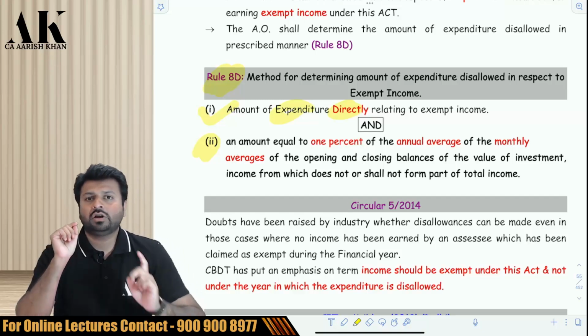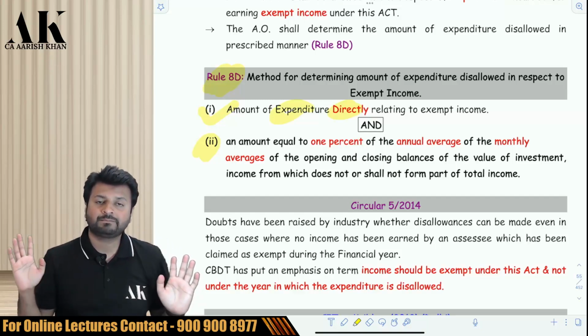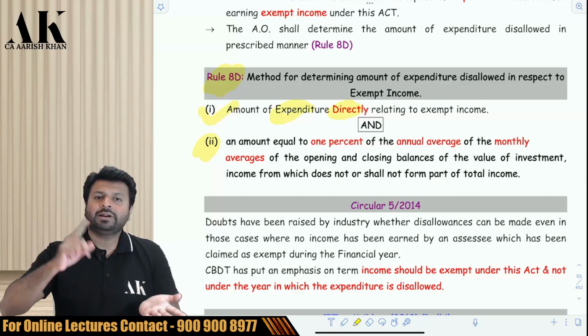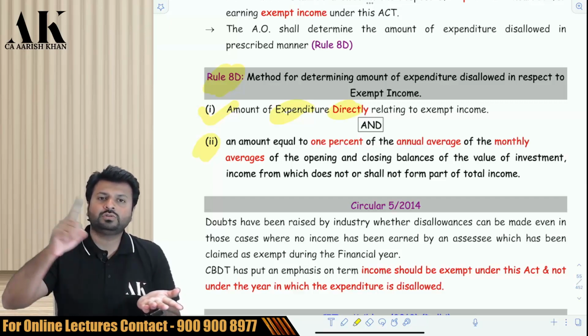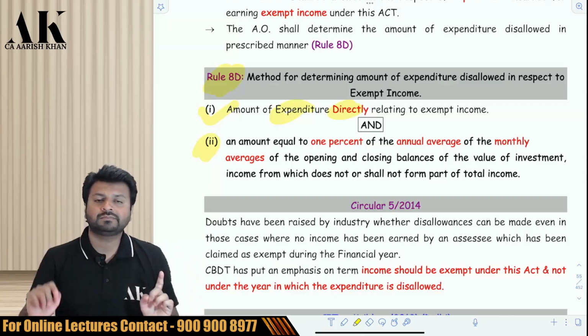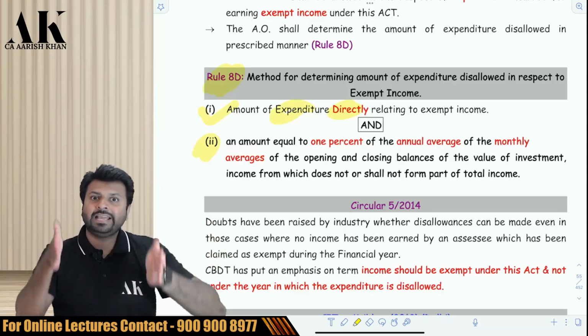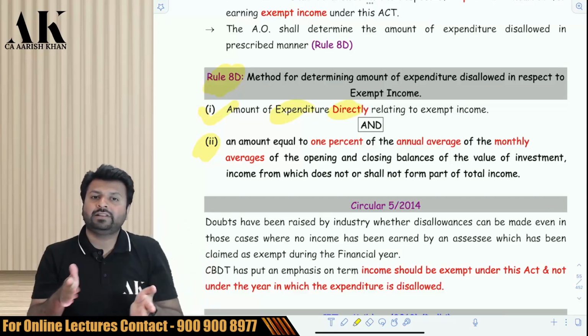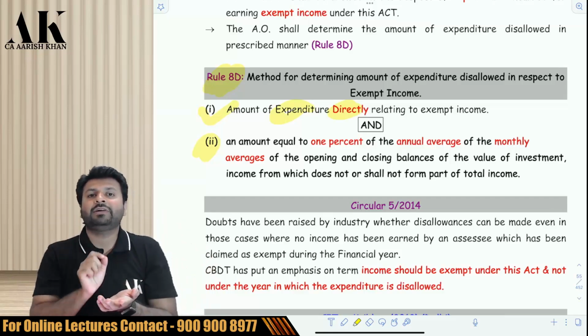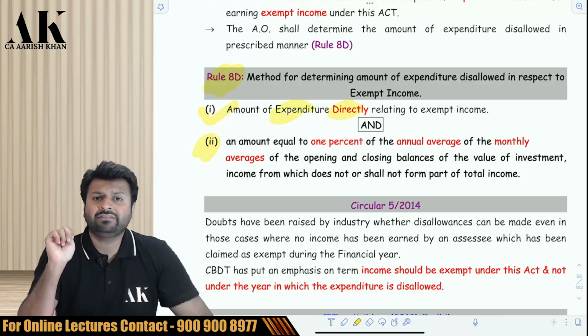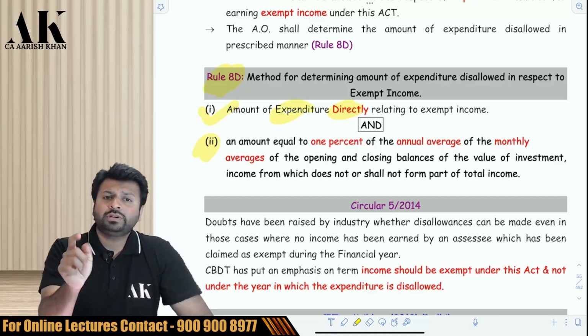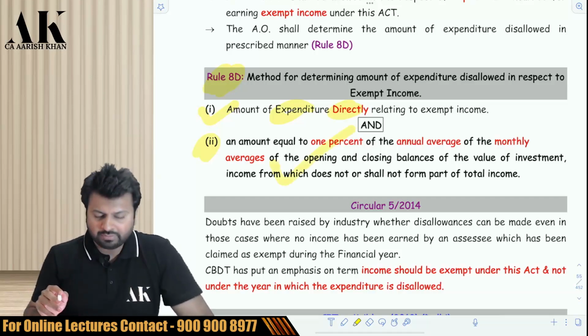Now do one thing. Take the monthly average of all of them. 1st April, 30th April, divide by 2. 1st May, 31st May, divide by 2. 1st June, 30th June, divide by 2. Do that for 12 months. Have we done the monthly average? Yes. Then make a total of all of them. You have 12 monthly averages. Add all of them and whatever amount comes, divide by 12. You will get the annual average. Then take 1% of that amount, and that will be disallowed in point number 2.